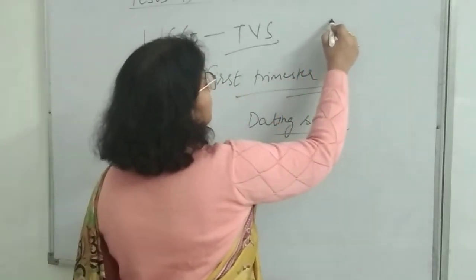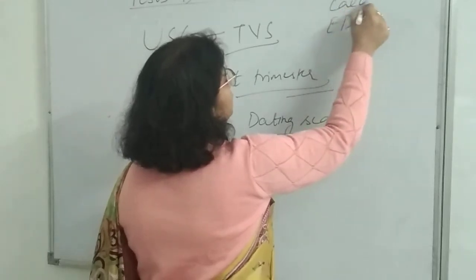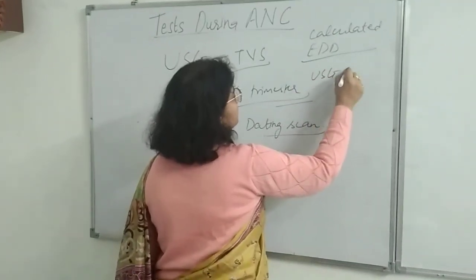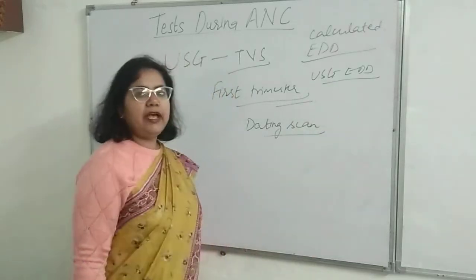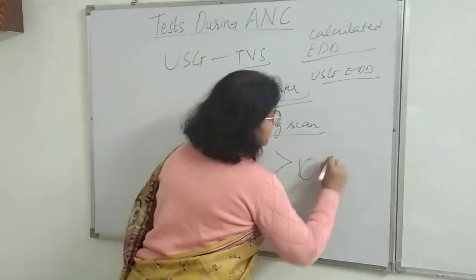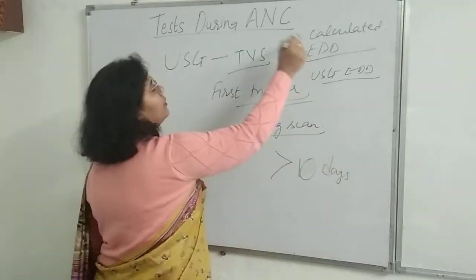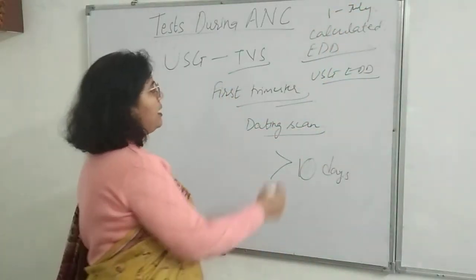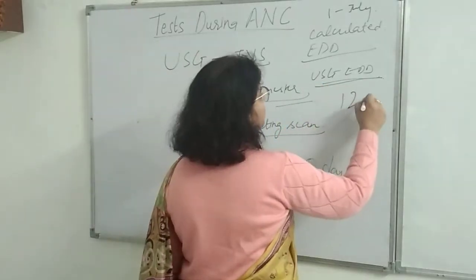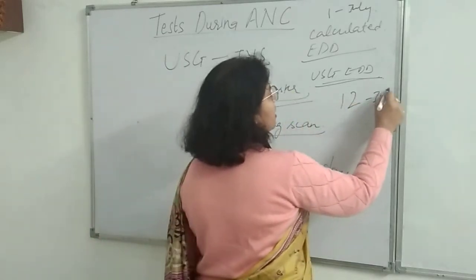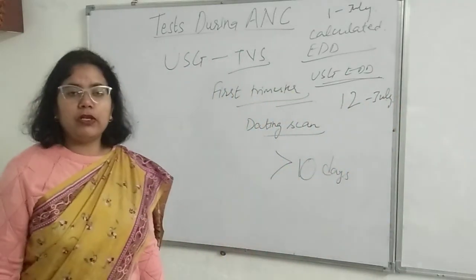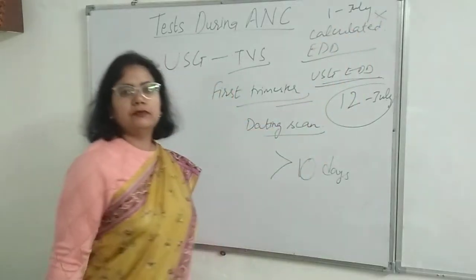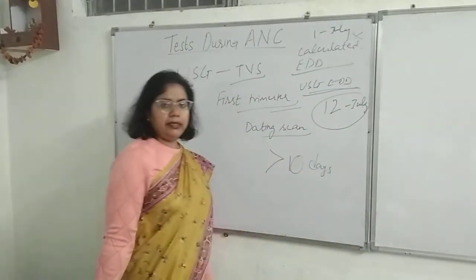If her calculated EDD and ultrasound EDD have a difference of more than 10 days, suppose the calculated EDD says 1 July as the expected date of delivery, and her ultrasound EDD says 12 July in the first trimester only, then you will take this 12 July into consideration, not 1 July. So this will be her corrected EDD.